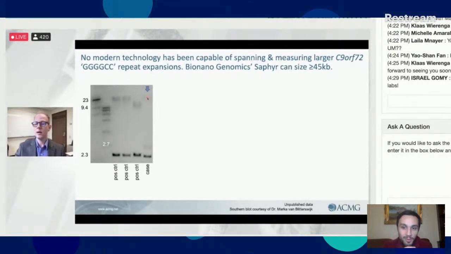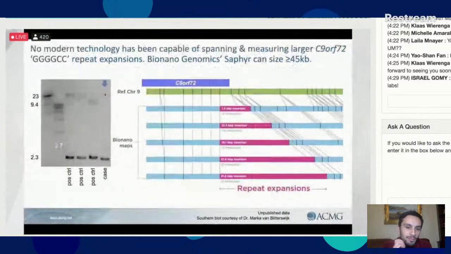And it would be difficult to size with other long read technologies. But using the Saphyr, I'll just briefly explain here: this green bar represents the reference genome, chromosome 9. This is where the C9orf72 gene is. Here, basically what you're seeing are 5 different haplotypes that we were able to resolve, showing the mosaicism of this repeat expansion within a single piece of tissue, brain tissue.